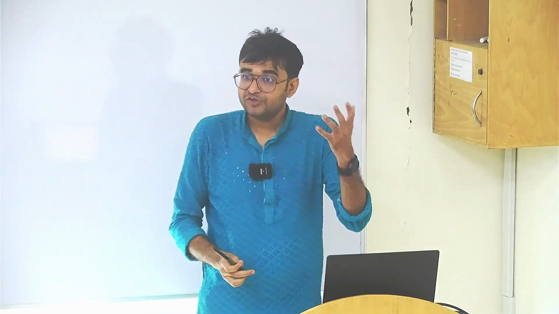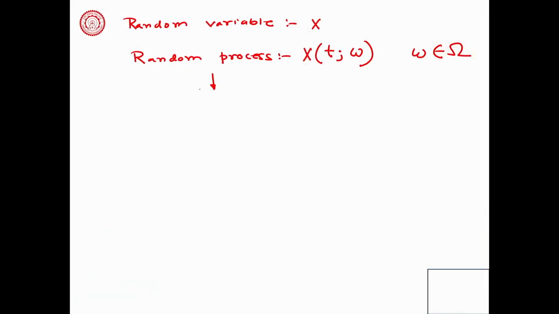So, if I have to summarize this random process, you can think of it as an infinite collection of random variables. You can relate or think of a random process as an infinite collection of random variables.